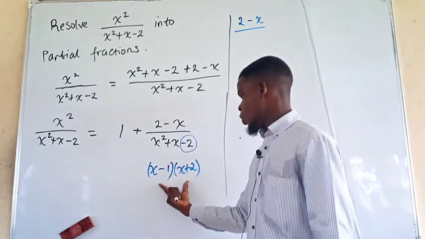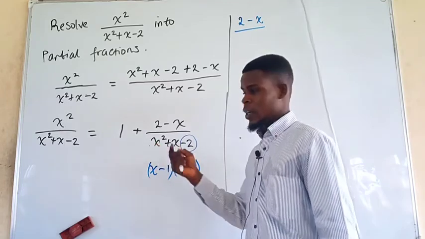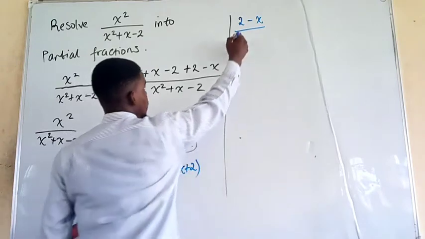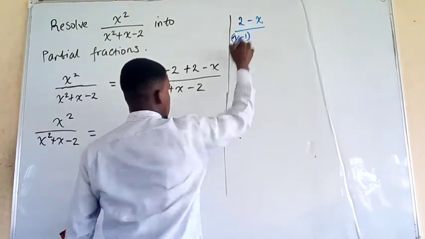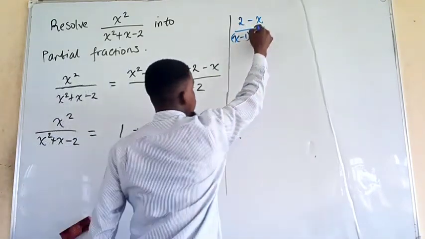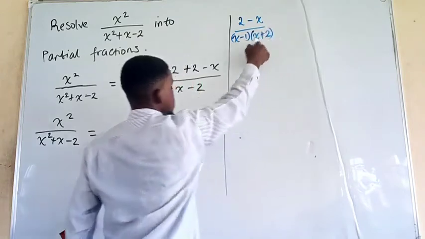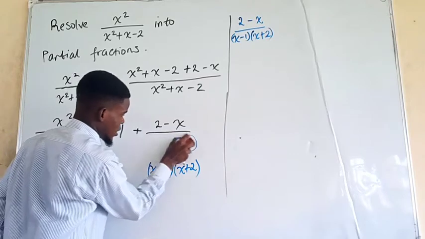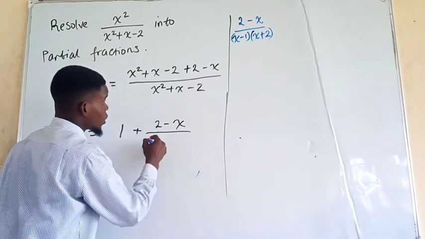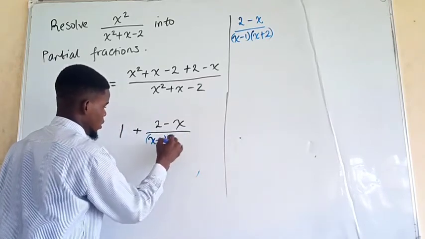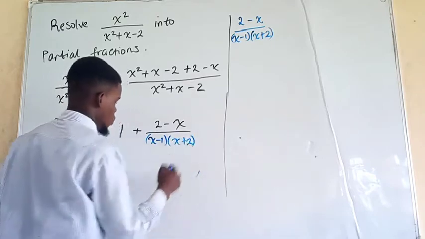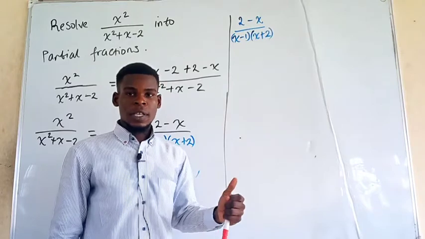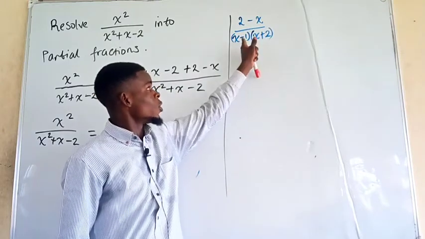Okay, so this is what we'll substitute in place of this, right? These are the factors of that. So at the bottom we'll now have x minus 1 and then x plus 2. This is the same thing as this one, so maybe here I just rewrite this as that: x minus 1 and then x plus 2. Okay, great. Now here we need to resolve this into partial fractions.